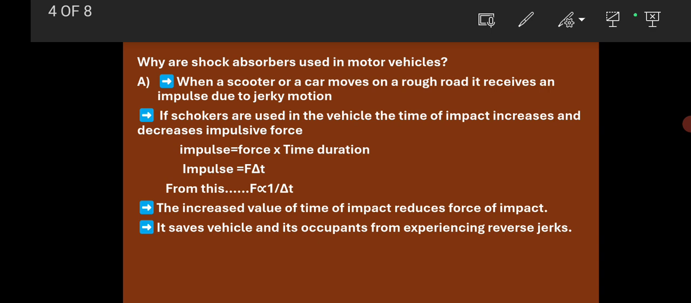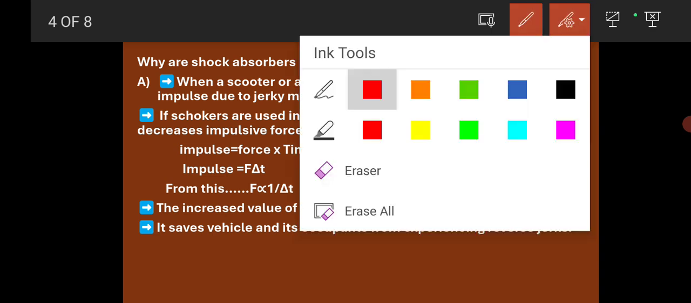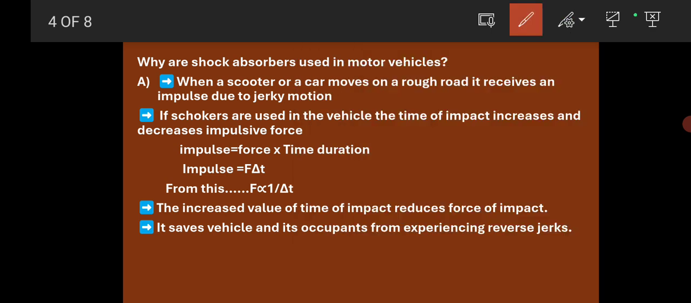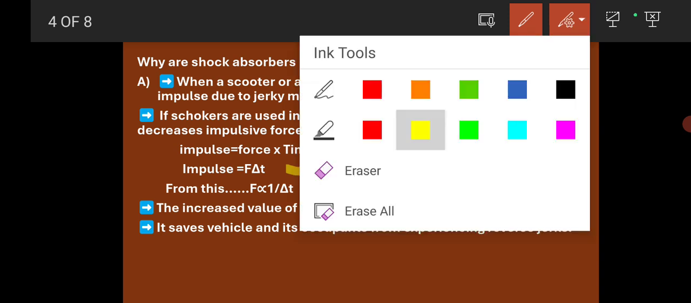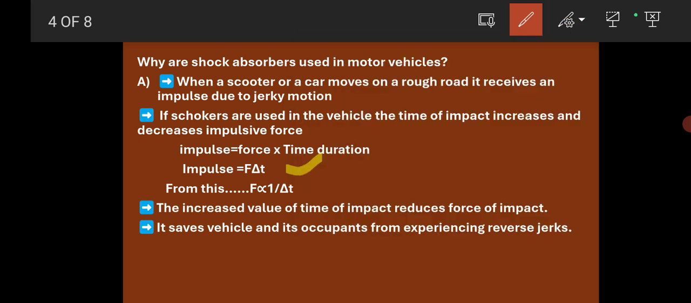Impulse means force into time duration, that is F into delta t. Impulse is defined as the product of force and the change in time or time duration. From this equation, impulse is equal to F delta t, we can write F is proportional to 1 by delta t.